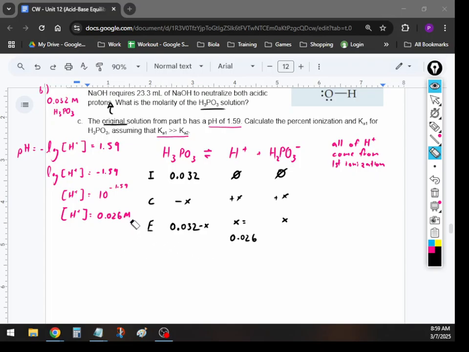Alright, now the problem is asking us to find two different things. It's asking us to find the percent ionization and the Ka1. Okay, let's start with the Ka just because we have all the equilibrium stuff, so we can just plug it into the equation that we have. So the Ka expression is going to be the concentration of H+, which is X, and we see that X is 0.026, so 0.026, and there's two of them, so we're going to have to square it because they're being multiplied, divided by this value right here, 0.032 minus X.